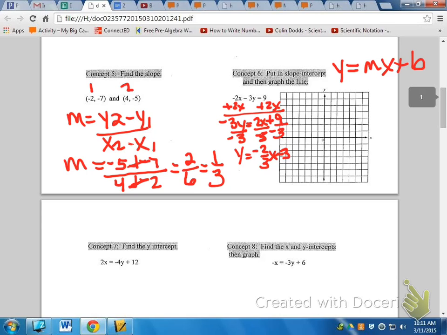To graph this, you start with the b, so that means the negative 3. So on my y-intercept, I'm going to start with a point at negative 3. My slope being negative 2/3, I'm not going to rise, I'm going to fall 2, and I'm going to run 3. So my next point will be right here, and then I will put a line in between those 2 points and arrows on the ends. And that's putting an equation in slope-intercept form and graphing the line.